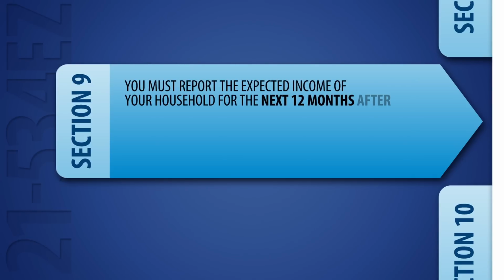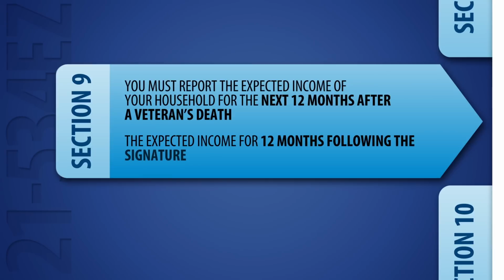In Section 9, you must report the expected income of your household for the next 12 months after a veteran's death. If the claim is filed more than 1 year after a veteran died, the expected income for 12 months following the signature of the application should be reported. No items in this section may be left blank. You should write 0 or none if no income is received from a specific source.